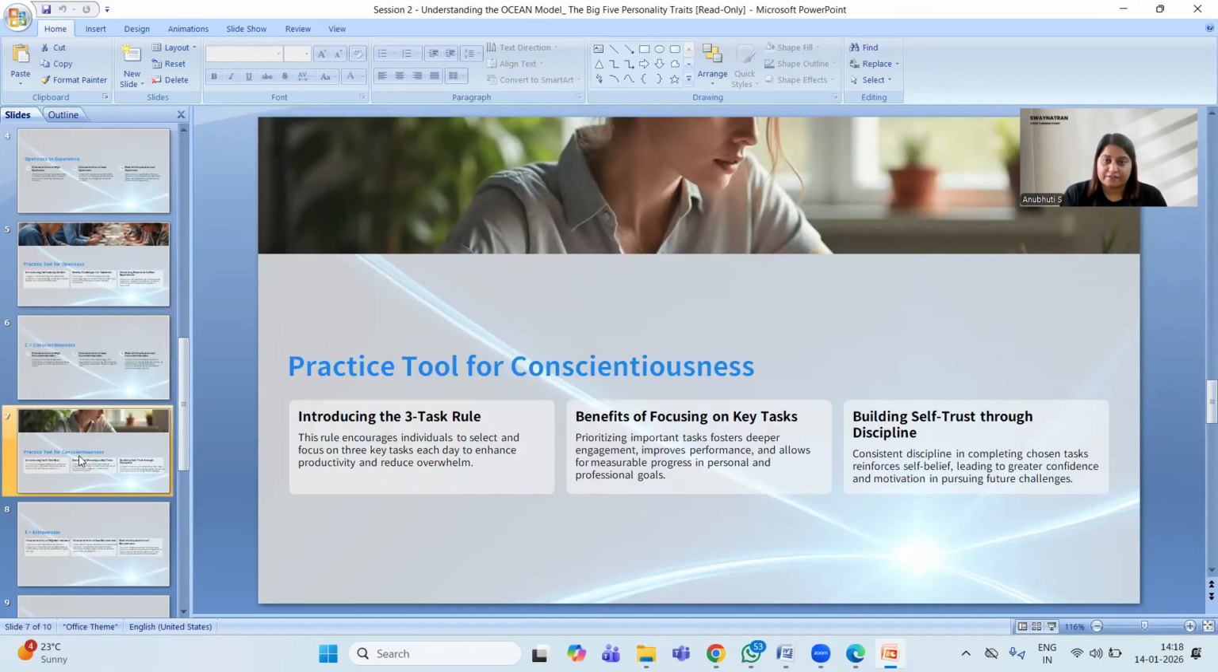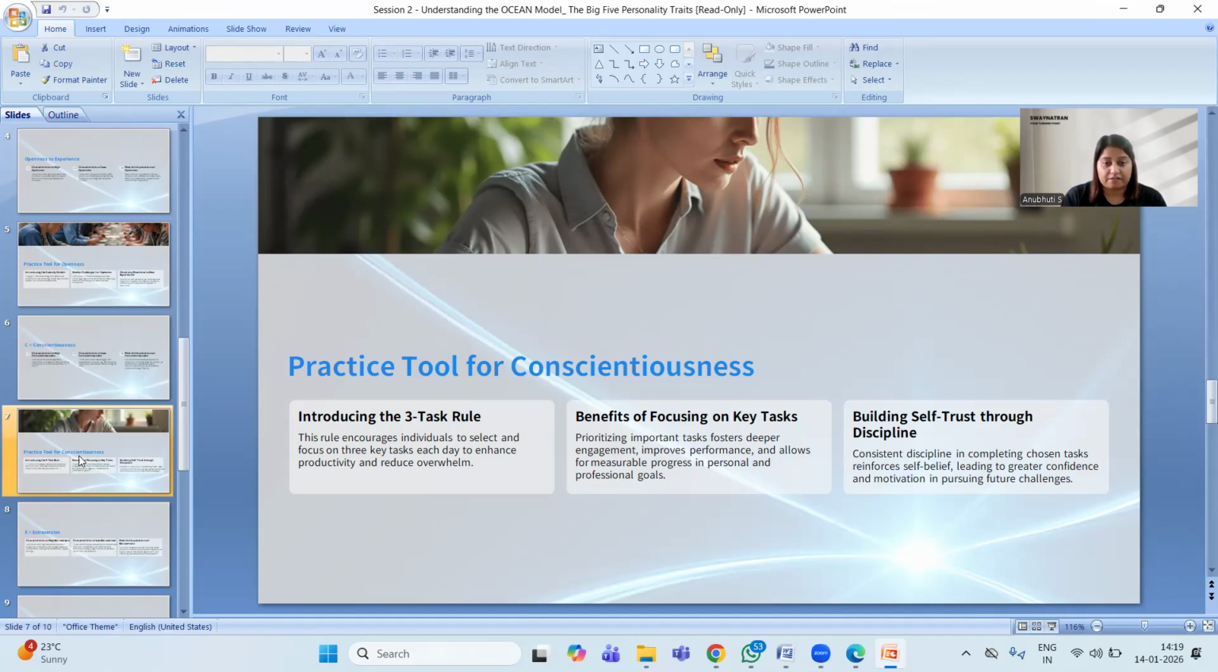Practical tools for conscientiousness. Let's introduce a three task rule. This rule encourages individuals to select and focus on three key tasks each day to enhance productivity and reduce overwhelm. So, whenever you focus on three key tasks, you would be able to manage your conscientiousness and be present there because you know you have to work on particular priorities. While three is a very simple number, you can increase it gradually if you consistently follow a conscientious kind of work where your high conscientiousness is required.